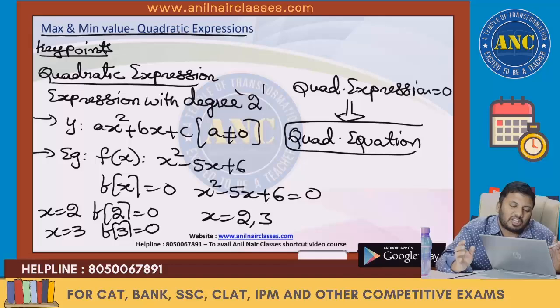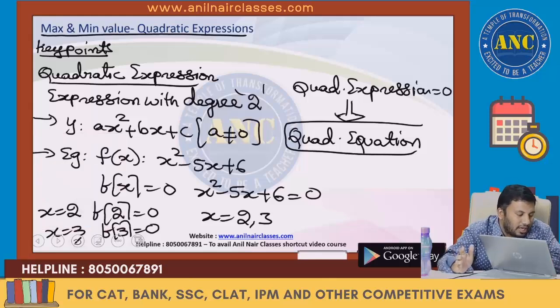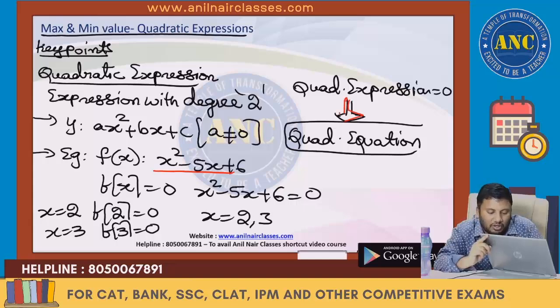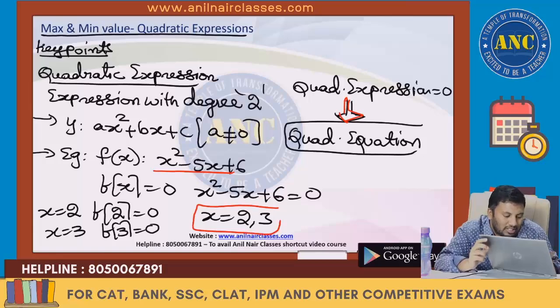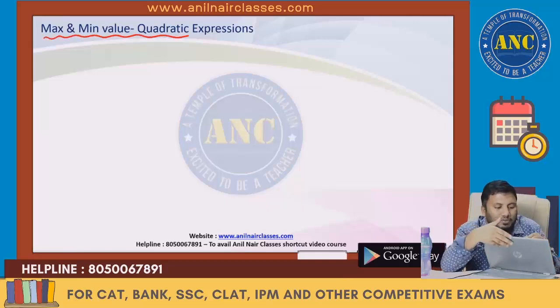What is a quadratic expression? An expression with degree 2 is called a quadratic expression. It is of the form ax square plus bx plus c. If I take the example x square minus 5x plus 6 and equate it with 0, I will get a quadratic equation, and x will be 2 comma 3. What are these 2 comma 3? If I substitute 2, f of 2 is 0. If I substitute 3, f of 3 is 0. Now from this explanation, let us take some important points.